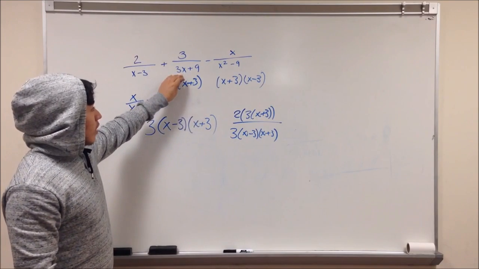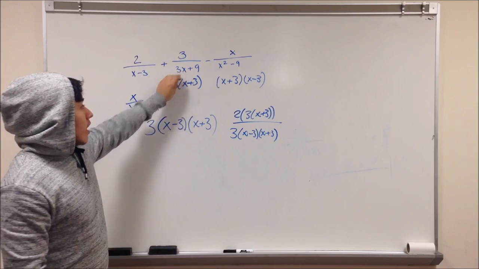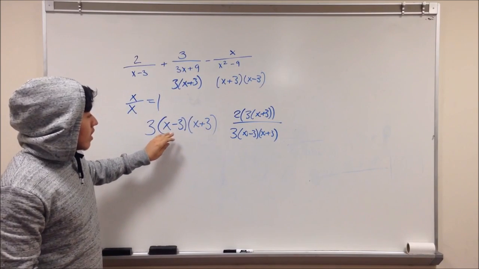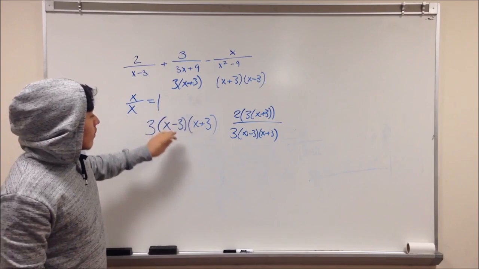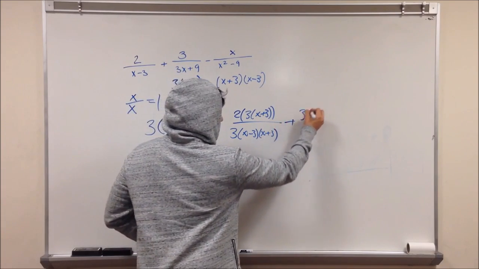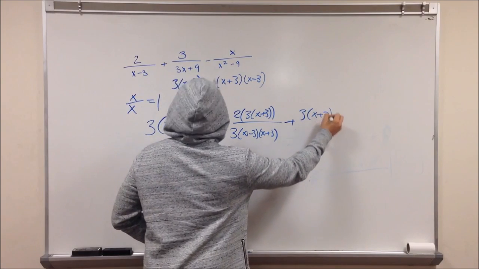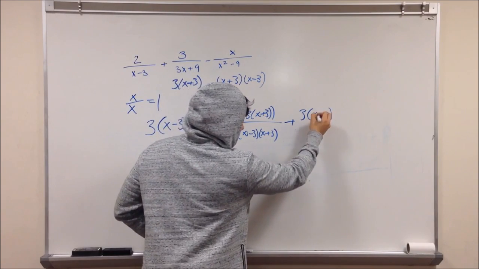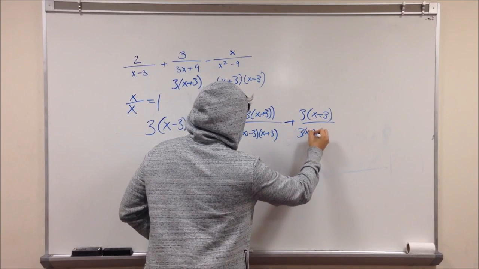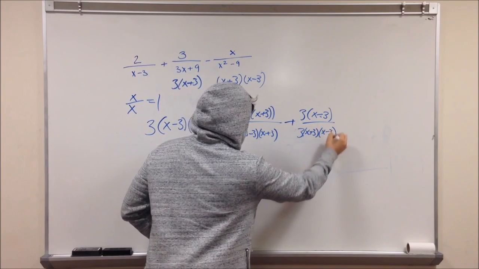For the next problem, we have 3(x plus 3). The only thing that's missing is x minus 3. So we multiply the x minus 3 to the top and the bottom. So we get 3(x plus 3)(x minus 3) over 3(x plus 3)(x minus 3).